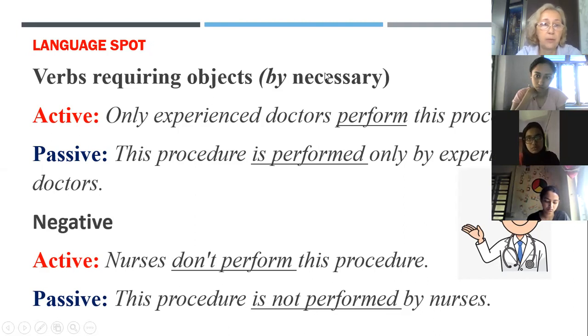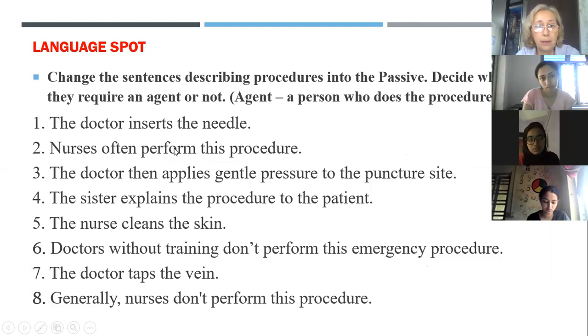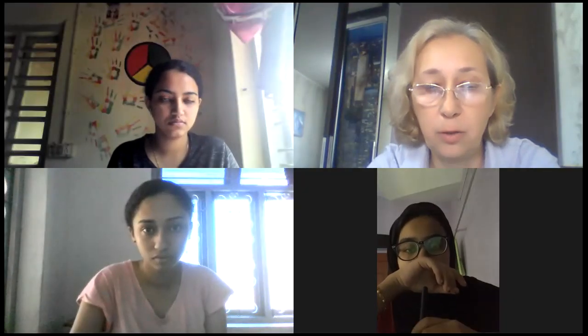Well, this is the grammar information. So we need to focus on the exercise where we need to change the sentences describing procedures into the passive voice, and we should decide whether they require an agent or not. But it looks like we have less than 1 minute. That is why let's take a break and see each other in 10 minutes, right? Okay.